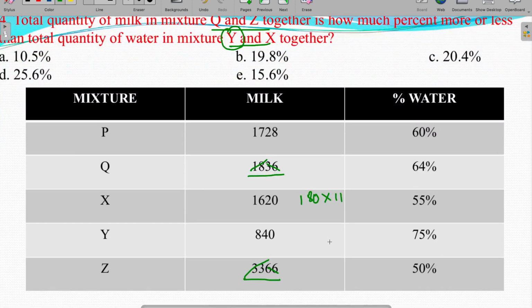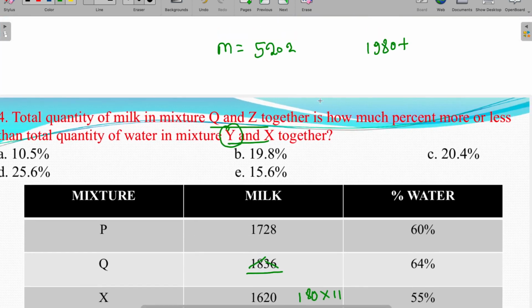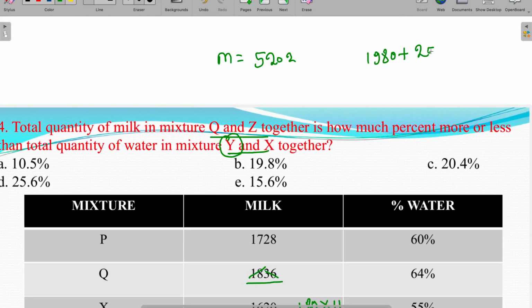Y will be the 25 percentage value. 25 percentage means 1:3. 1 part is equal to 840, which means 3 parts is 2520. So 2520 plus 1980 is 4500, the water. Now how much more or less? More will be 702 compared to 4500, into 100.